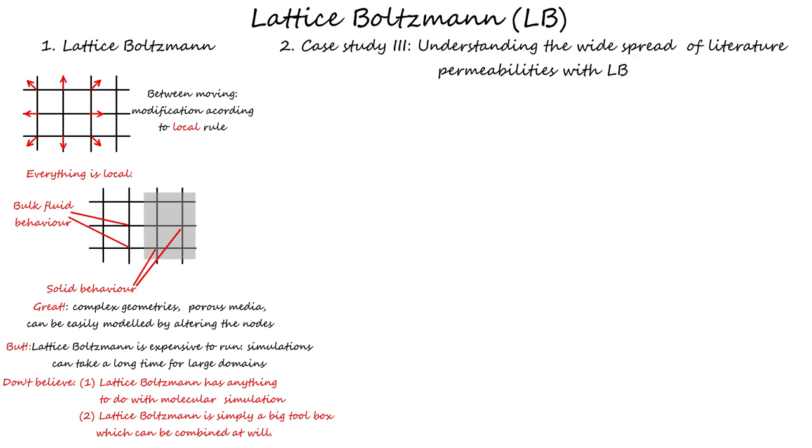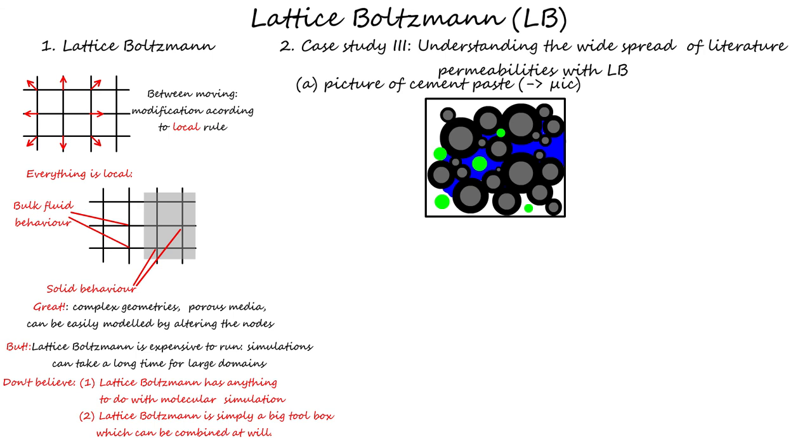Lattice-Boltzmann case study. In Transcend, Lattice-Boltzmann was used to understand the wide spread of literature permeability data of cement paste. The model was based on cement structures generated by Mike. The following regions were identified: unreacted cement in gray, CSH in black, crystalline solids in green, water-filled capillary pore space in blue, and air-filled capillary pore space in white. Two situations were studied. First, water flows through such a structure. The following assumptions were made: unhydrated cement is impermeable to water, crystalline solids are impermeable, and air-filled capillary pores were also considered impermeable to water.